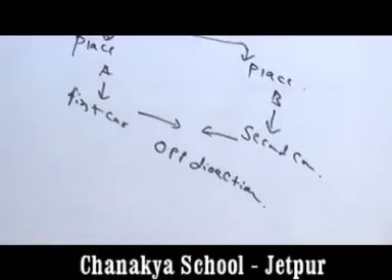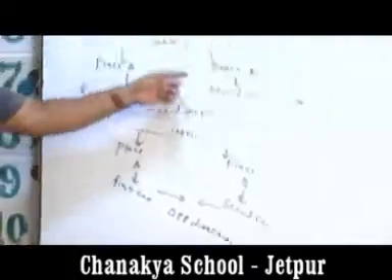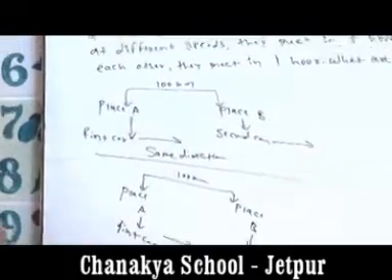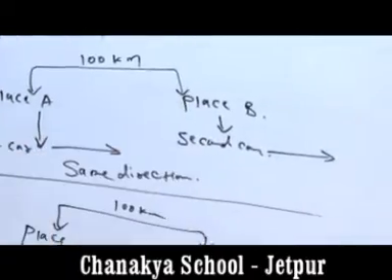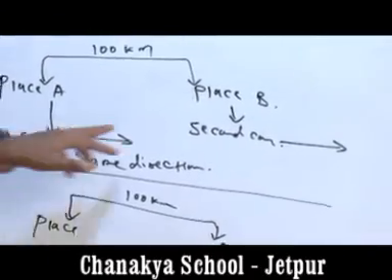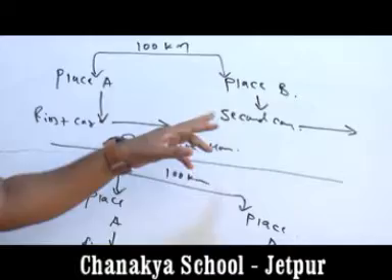Okay, students, repeating again, place A and place B are 100 km apart from each other. The first car is going to start from place A, and the second car is going to start from place B. The first car and second car are moving in the same direction.